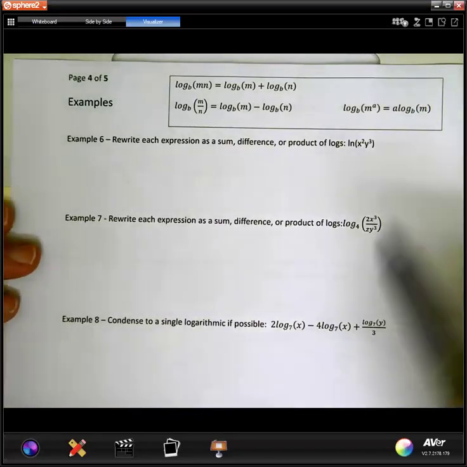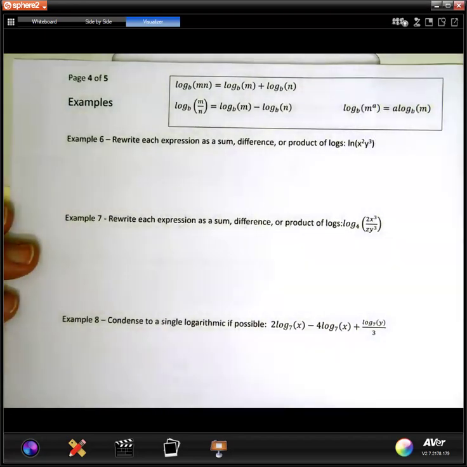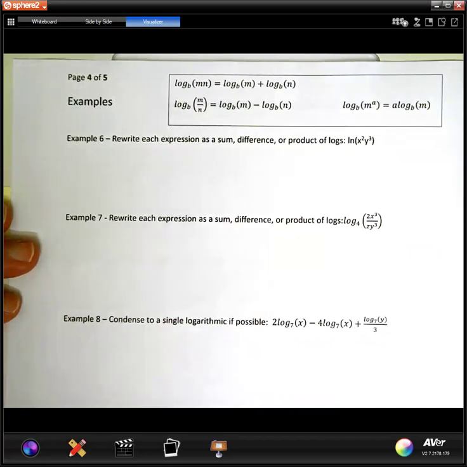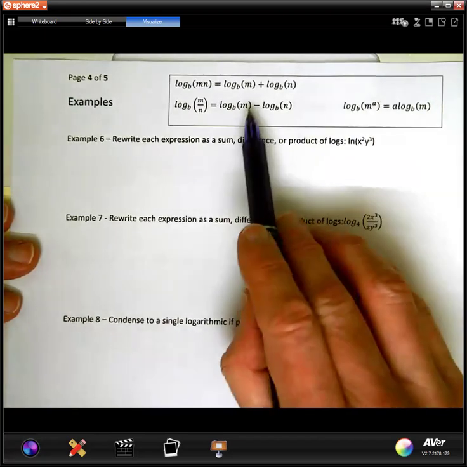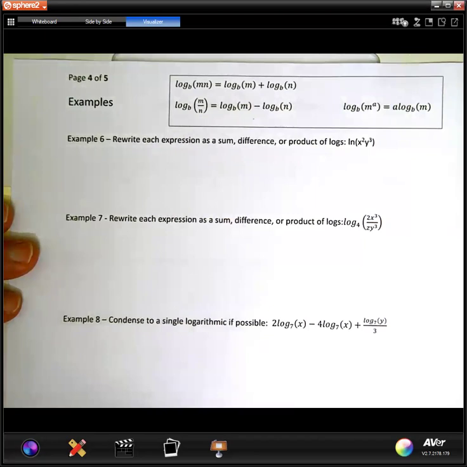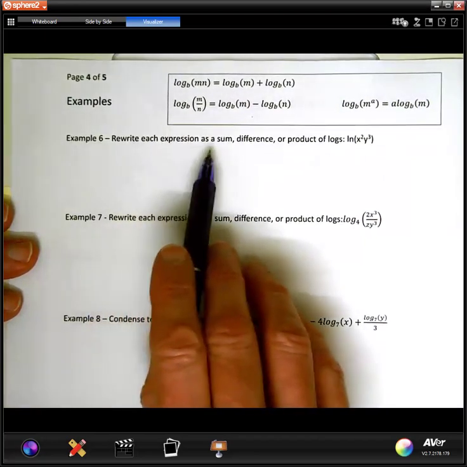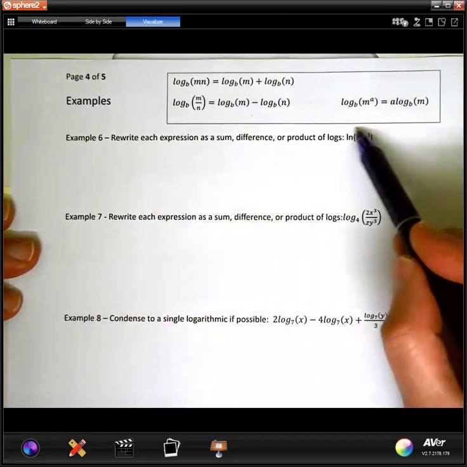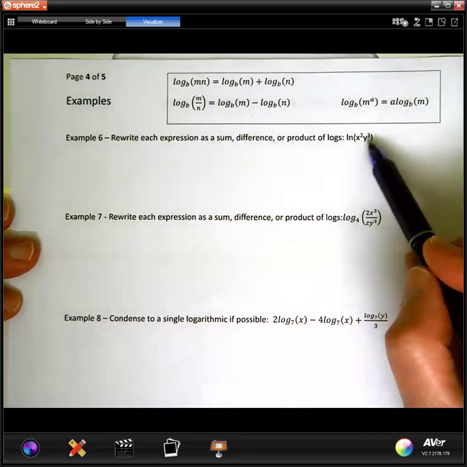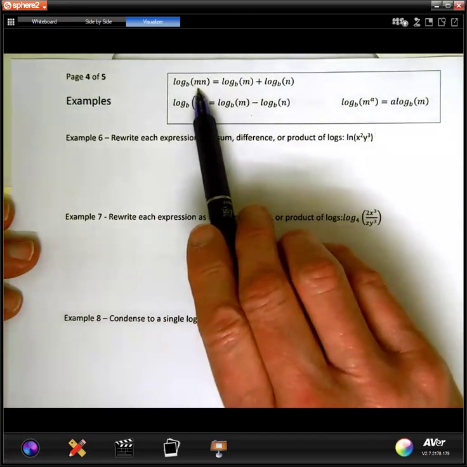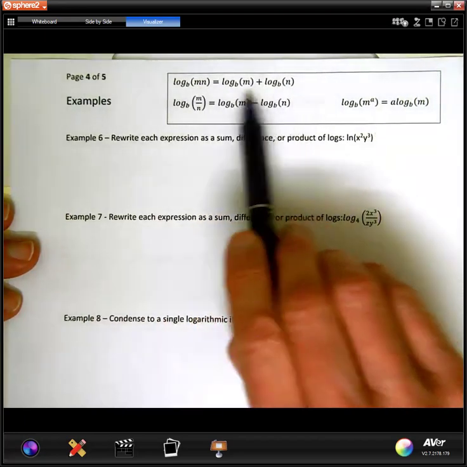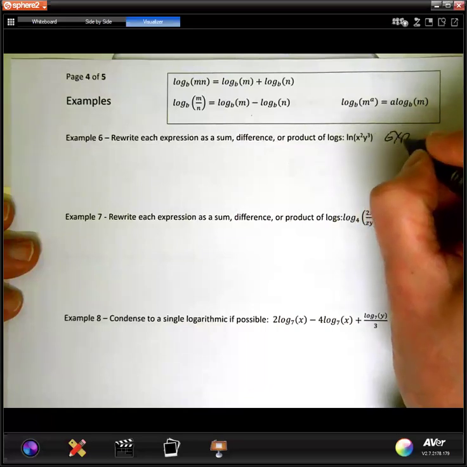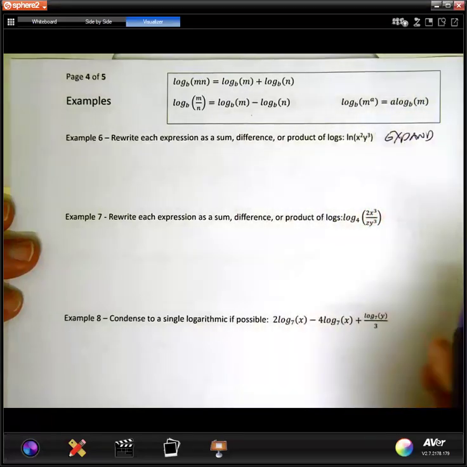Now we're going to do some examples using these three rules. And all we're doing is either going in one direction, from this side to this side, or vice versa. So we write each expression as a sum, difference, or product of logs. Right now I have written this expression right here, and what I want to do then is go from this side to this other side. We call it expanding. So sometimes the command is "expand the log."